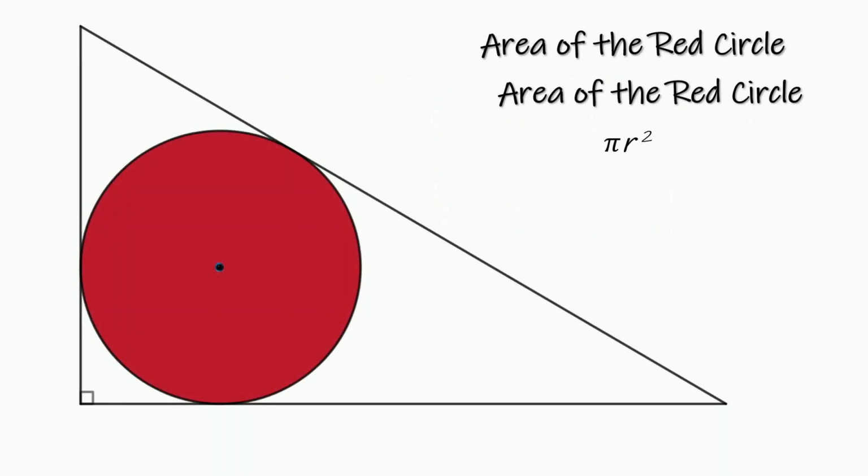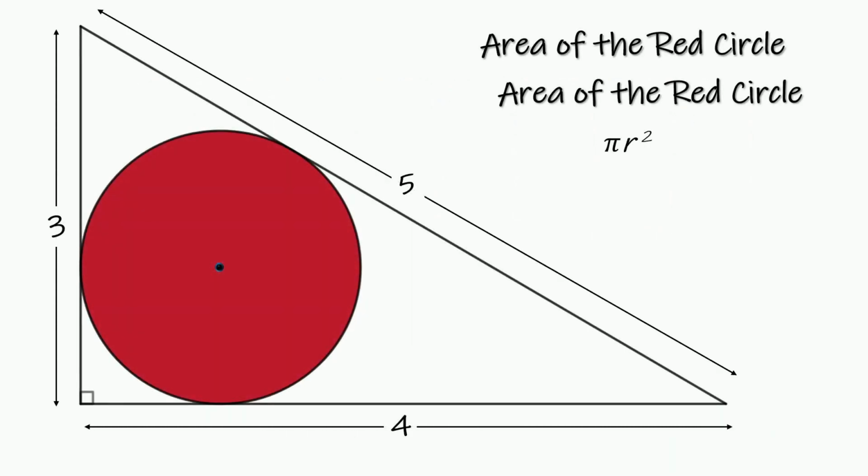So we've got this red circle inside this triangle. This turns out to be everybody's favorite Pythagorean triple, a 3, 4, 5. Now, this problem's been done a bunch of times. I just think it's super cool, and I thought it'd be a good one to do on Pi Day. So let's go ahead and dive into it.